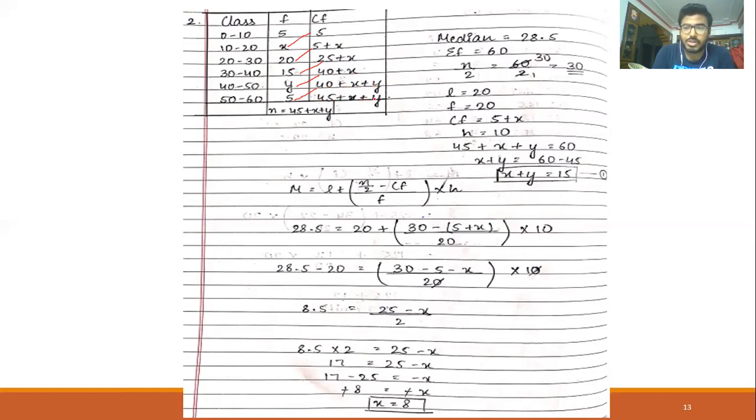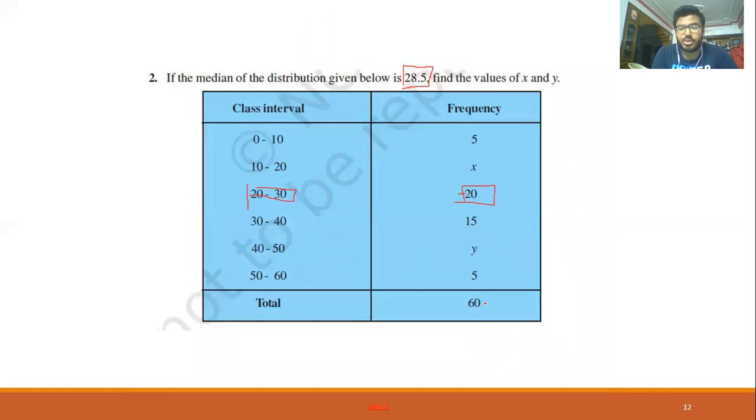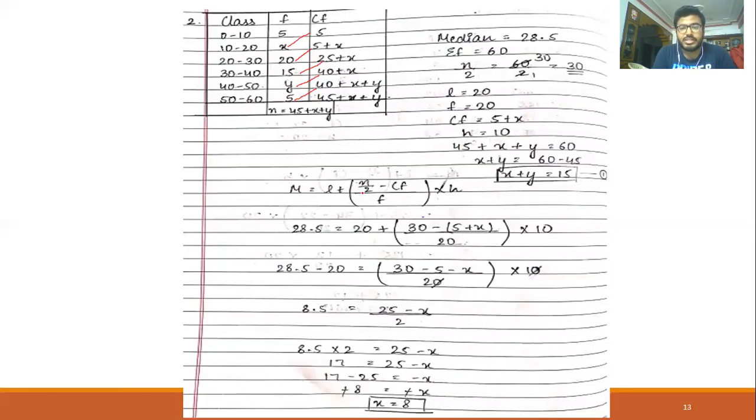Now, but in the question आपको already दिया हुआ है कि total number कितना है? 60 है. So 45 plus x plus y is equal to 60. Okay, और ये 45 को उस तरफ लेके जाएंगे तो माइनस देगा, तो x plus y is equal to कितना होएगा? 15. Exactly this much. So x plus y का आपको एक इक्वेशन मिल गया और उसको इक्वेशन नंबर 1 दिया.